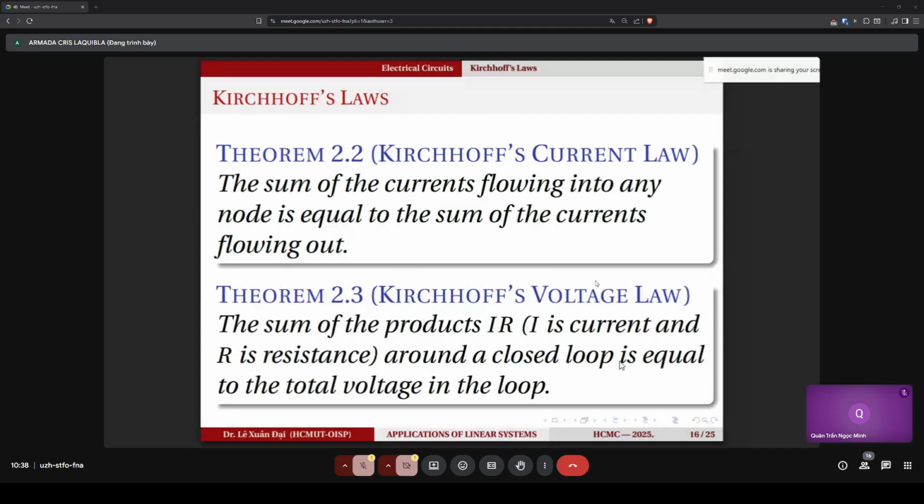And the voltage law is this one. The sum of the products IR, the current and the resistance, around a closed loop is equal to the total voltage in the loop. Again, the sum of the products of all your IR around the closed loop is equal to the total voltage in the loop.